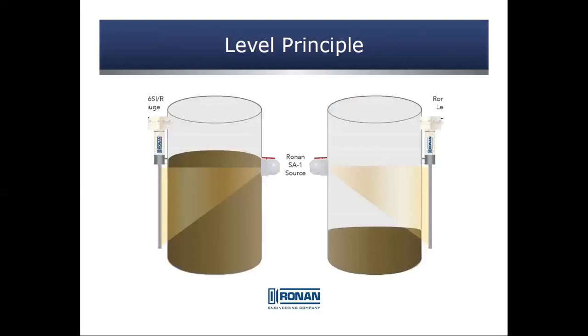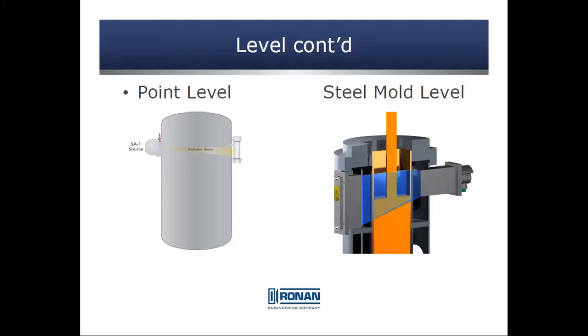And then just to illustrate level, this is the source. Here's the energy being emitted, and the detector. This is a low process where nothing is being blocked. This is a high process where quite a lot is being blocked. With level, you can also do point level, so a specific area. And you can also do mold level in the steel casters.